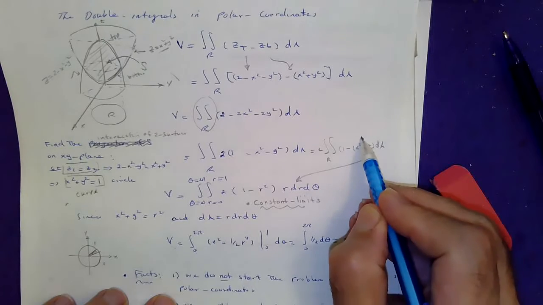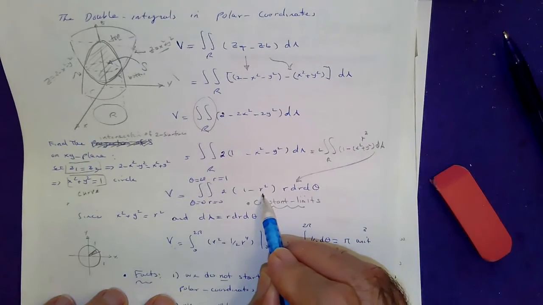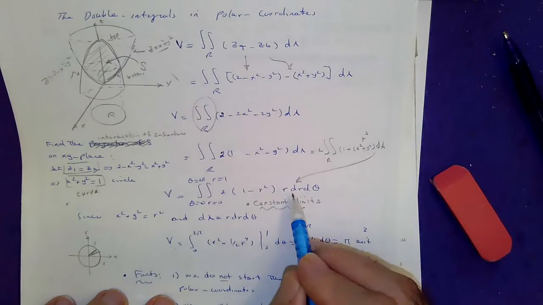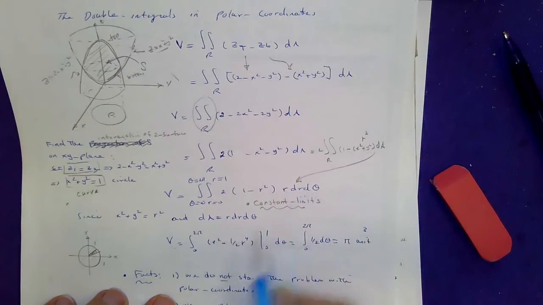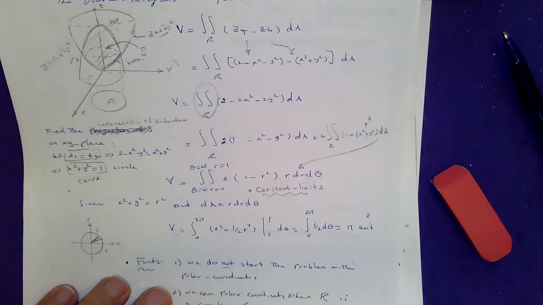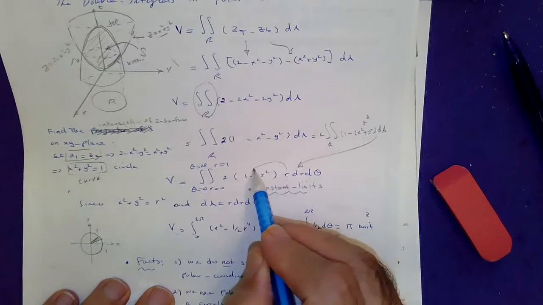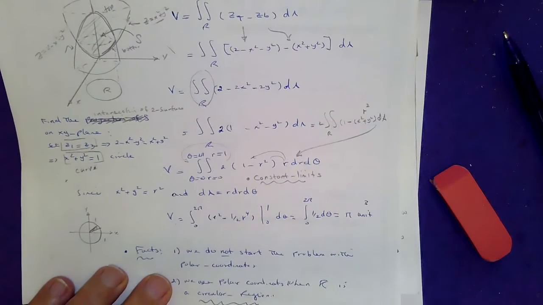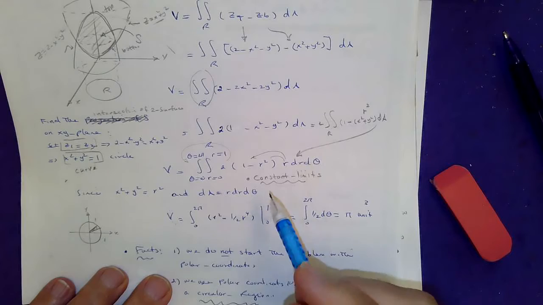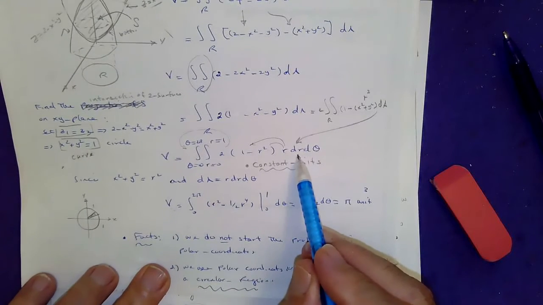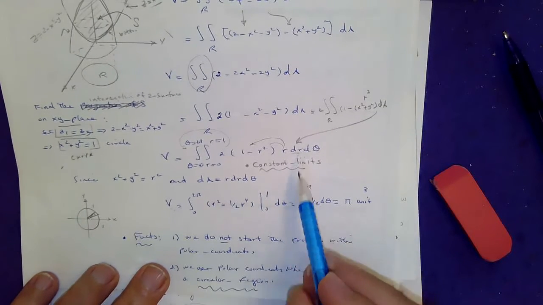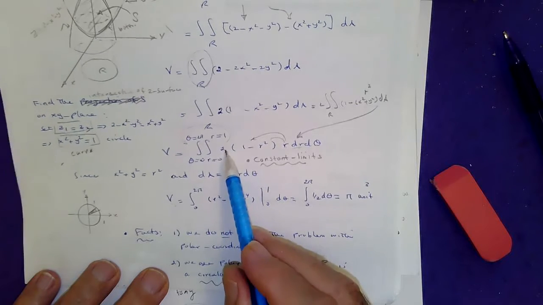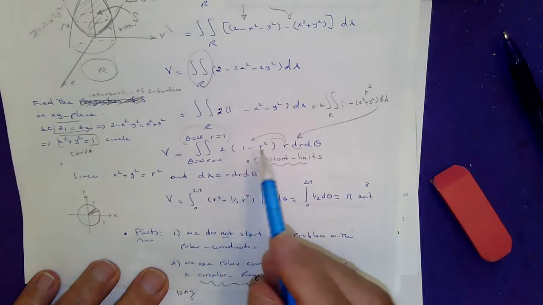X squared plus y squared gets to be replaced with r squared. So you get 2 times (1 minus r squared) r dr d theta. So now distribute the r, and you can pull this 2 outside of the integrals because it's constant. And then what? Take the integral with respect to r. So you would get what? R squared over 2, but that 2 wipes out the 2 at the bottom.